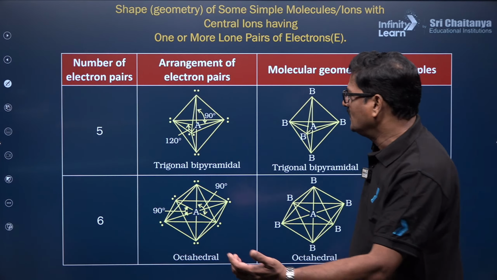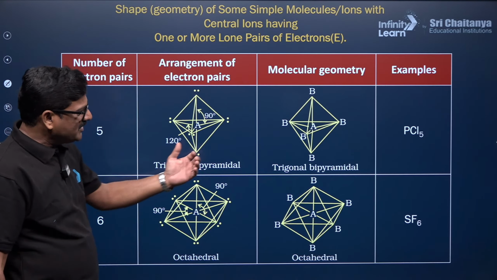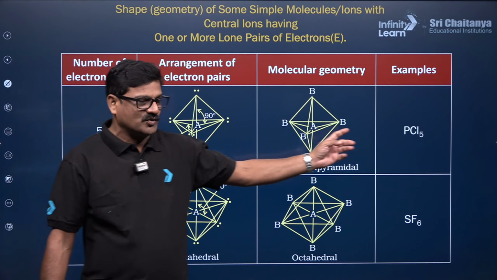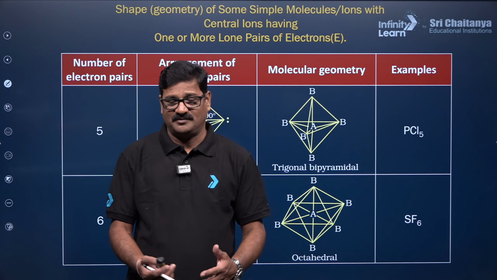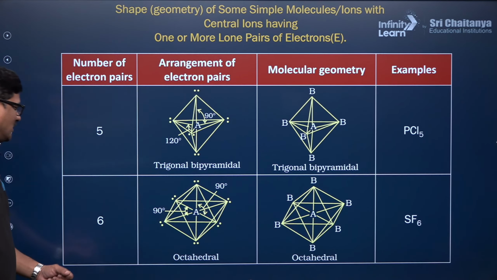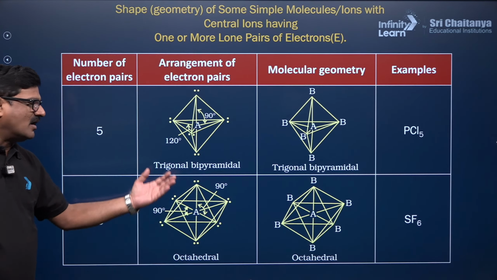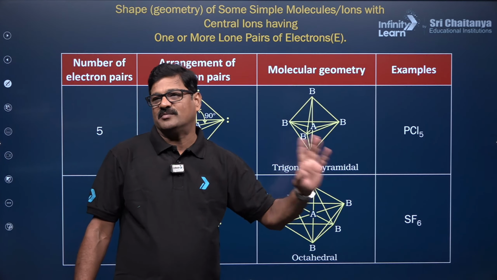Moving ahead, if the number of electron pairs, steric number, is 5, it is going to be TGBP, trigonal bipyramidal, giving you PF5 or PCl5. And steric number 6 is octahedral, SF6, with sp3d2 hybridization.